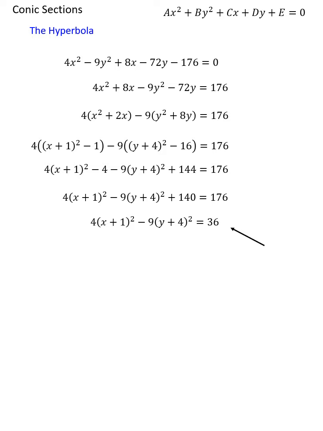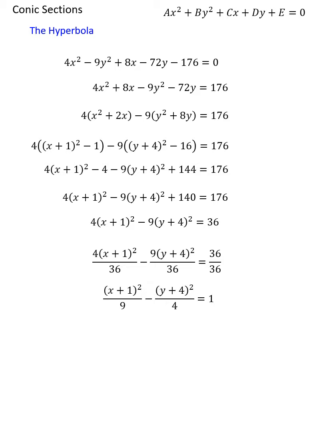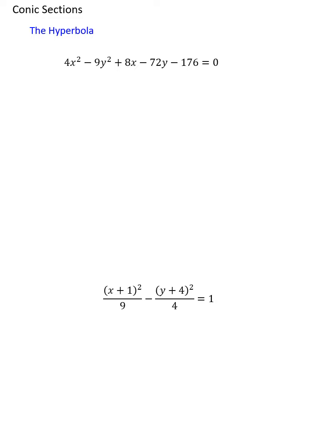Notice, however, that on the right side of my equation I have a 36, and to be in preferred form, that number needs to be a 1. And so it makes sense to me to divide every term in the equation by 36, thus giving me the 1 on the right side that I need. Notice on the left side of the equation, I reduced the fraction 4/36 to 1/9 and 9/36 to 1/4. And I now have the preferred format of the hyperbola.